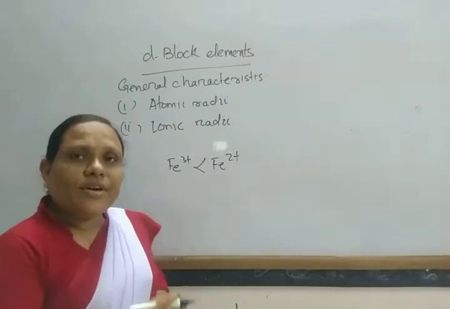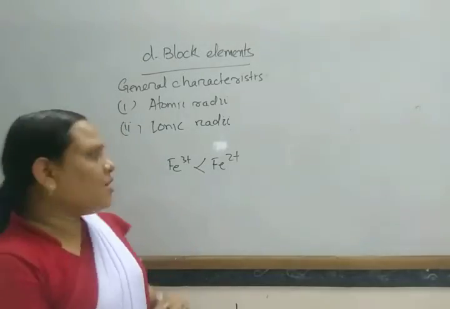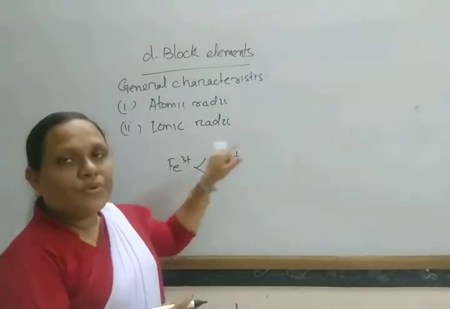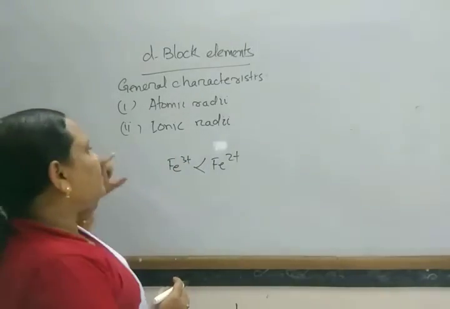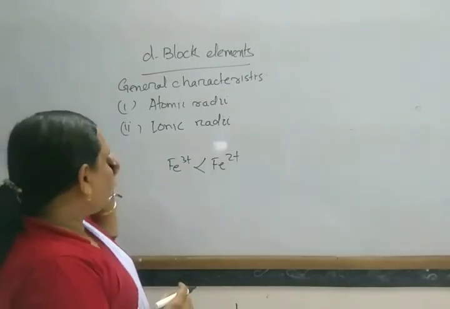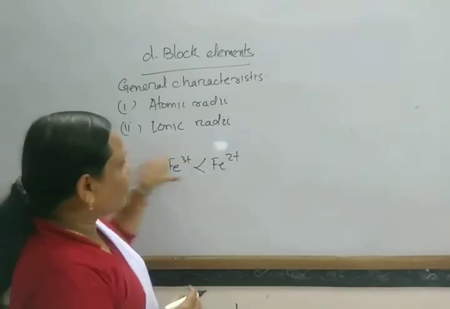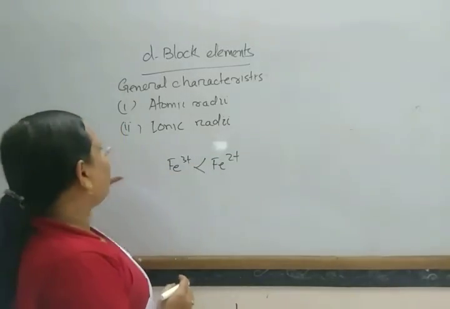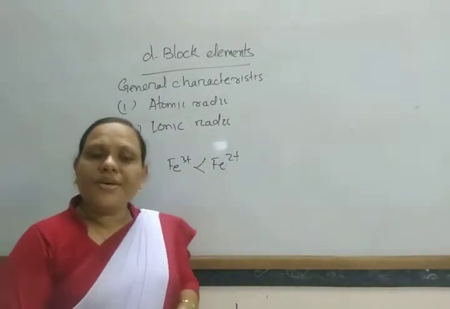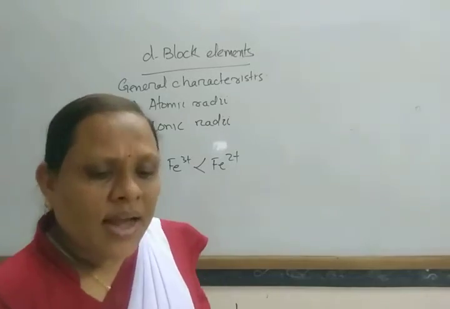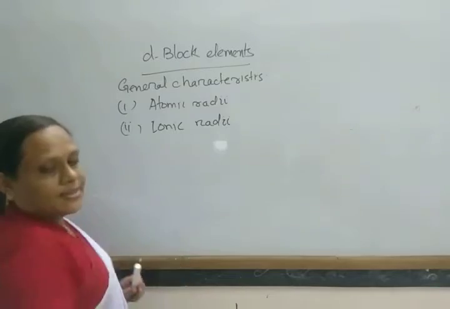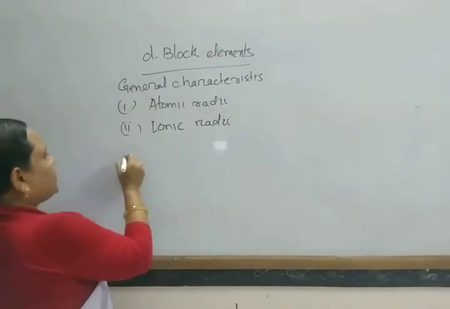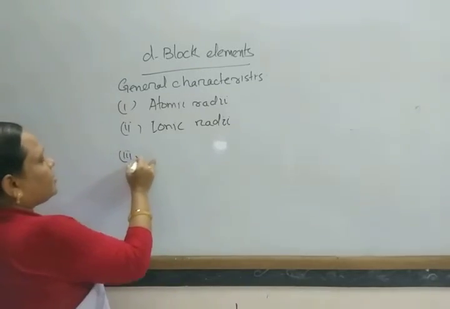And if we consider different elements with the same charge, then the ionic radius generally decreases as we go from left to right. Next, another property, that is ionization enthalpy.